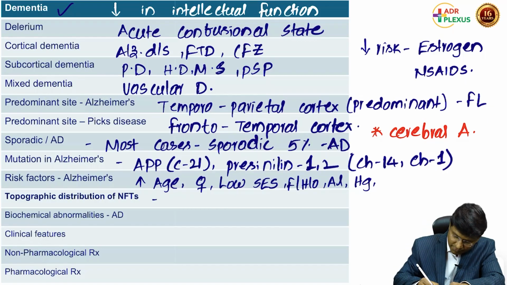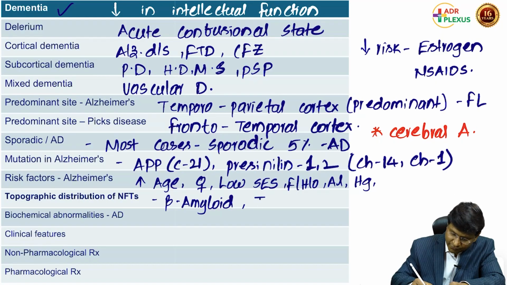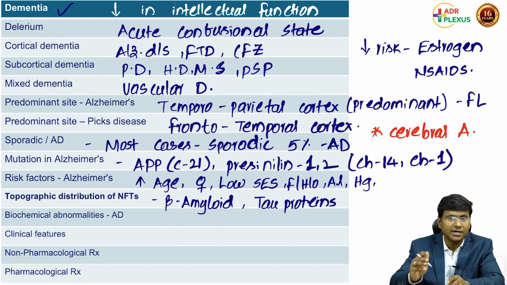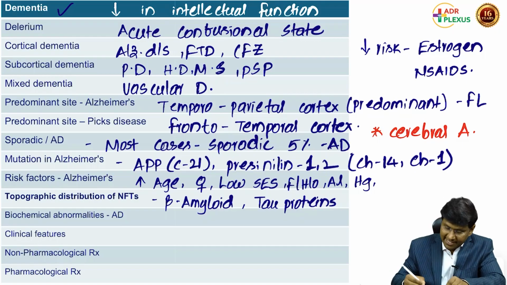So you have the presence of beta amyloid as well as hyperphosphorylated tau proteins. These two are the very important histopathological accumulations in Alzheimer's disease. Take beta amyloid: we have two forms. One is the neuritic plaque and the other is amyloid angiopathy. And the hyperphosphorylated tau proteins are nothing but the neurofibrillary tangles.